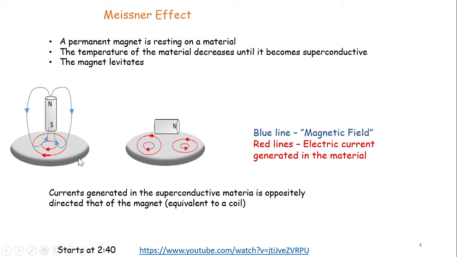So this repulsive force is magnetic. That is clear. It's a magnetic interaction. This permanent magnet we can picture as a coil. So it comes in with a certain current when it is resting on the material. The thing is that the material, when it becomes superconductive, must respond with a current which is oppositely directed to that of the permanent magnet, that is the coil. Because oppositely directed currents repel. So that's the only way to get a repulsive force.